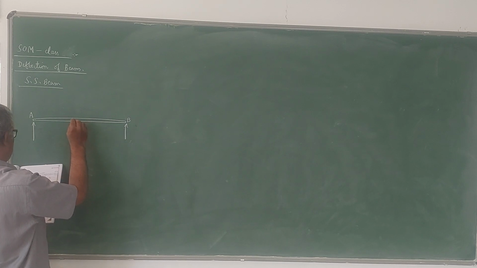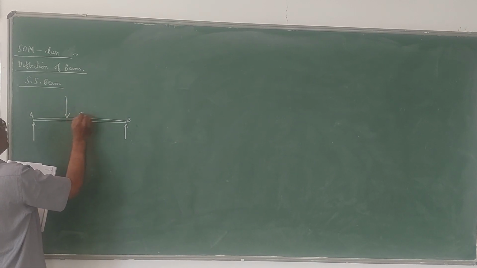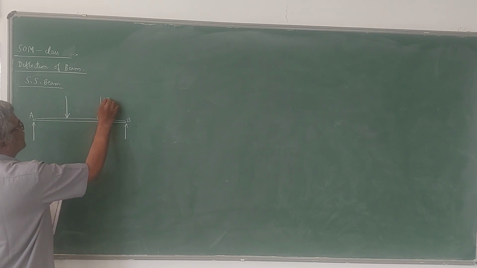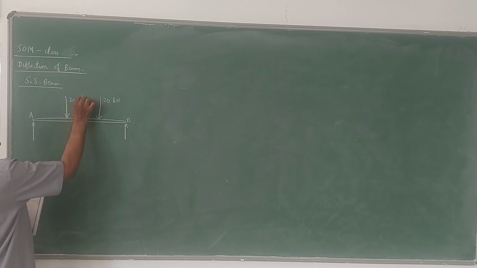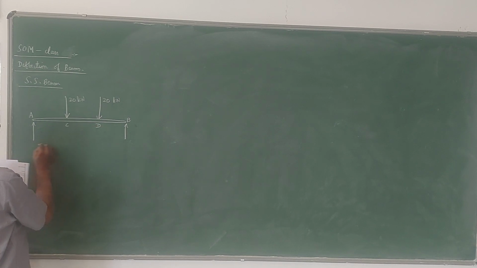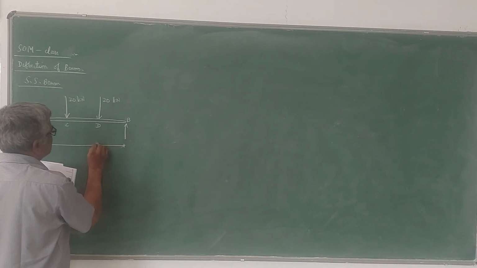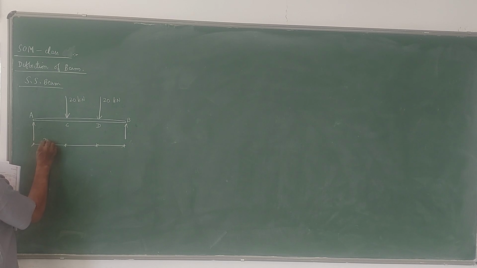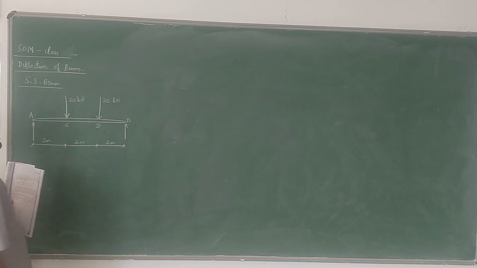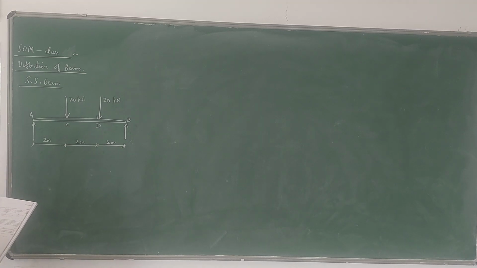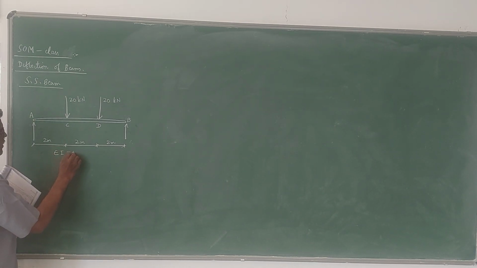It carries two loads, 20 kN each, at two points C and D, and the distances are given like this. AC is 2 meters, CD is also 2 meters, DB is also 2 meters. And of course he has not given anything about E and I. So the only thing is you can take EI as constant.